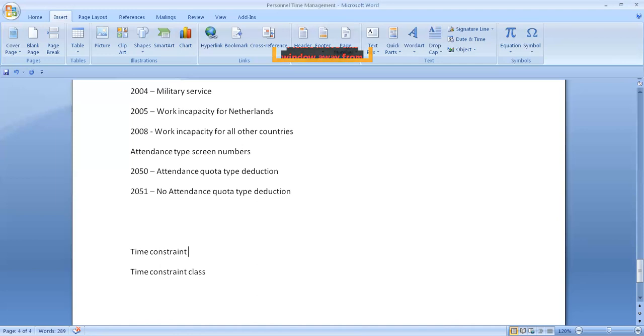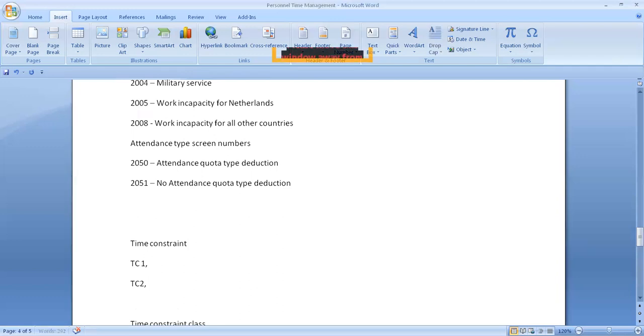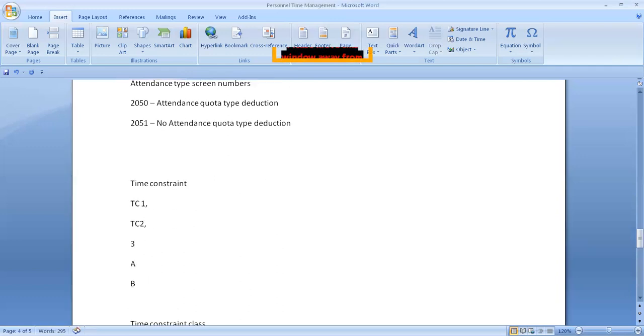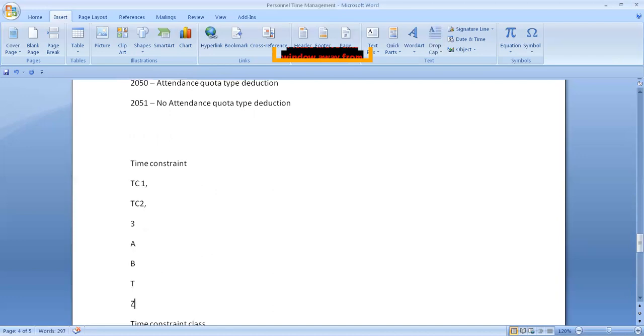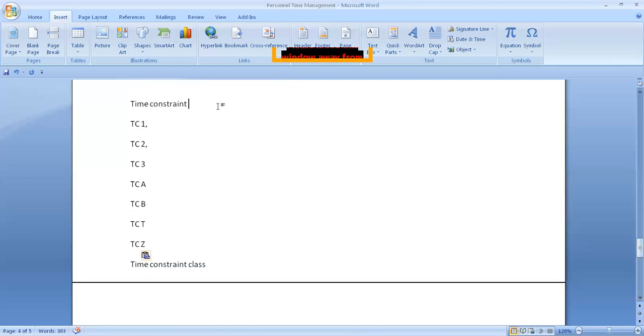Earlier we talked about time constraint class 1, time constraint class 2, 3, A, B, T, Z. These things we have already discussed. We have worked with the time constraints. All these are time constraints.